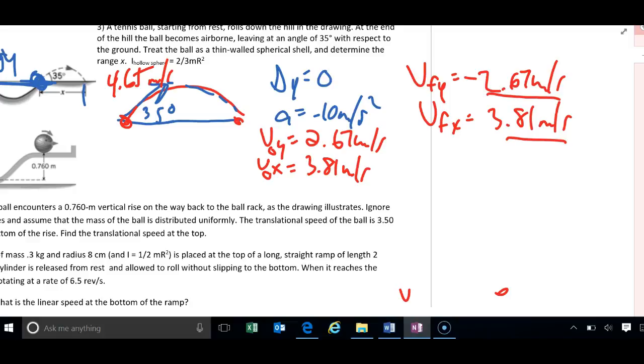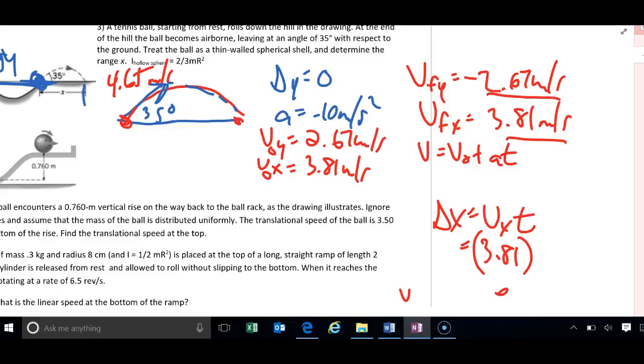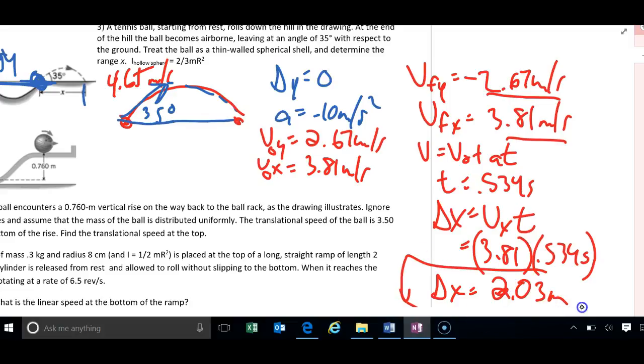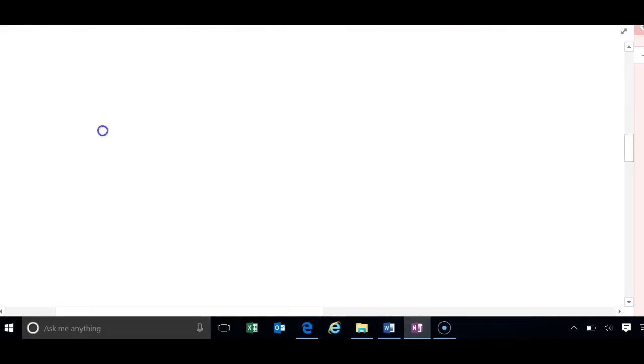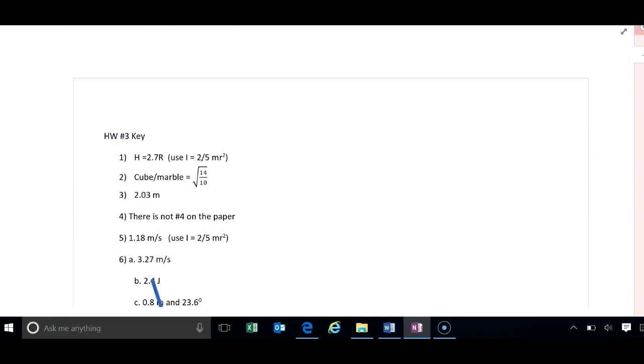So now how do I find that distance? Well, we know range is change in x equals Vx times t. And we know this is 3.81, but I don't know t. So I find t in the y variables. We have every y variable listed, so let's use the simplest equation. Okay. Plug in your variables and see what you get. I ended up with 0.534 seconds. And I get a change in x of 2.03 meters. Right, so that one was tying a lot of concepts in, but now you're seeing the pattern of rotational energy. Let's see, 2.03 for question number 3, so that's great.